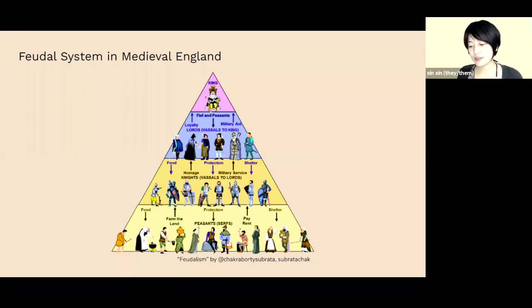This diagram that you see here shows the feudal system in medieval England. There are many actually different kinds of feudal system in different countries, both in the West and the East, and they all function quite differently. But a clear common characteristic of a feudal system is the clear, distinct separation of class. And also oftentimes how one's class is deeply tied to one's fate that's assigned at birth.